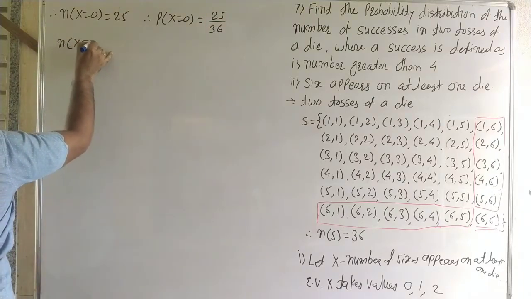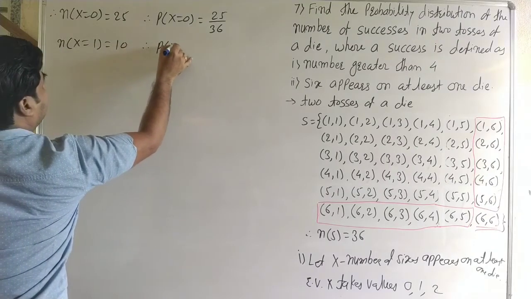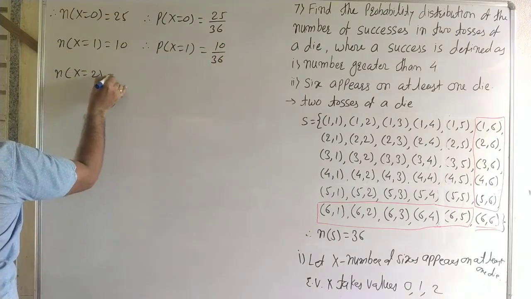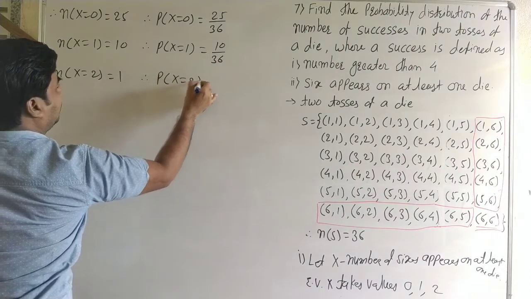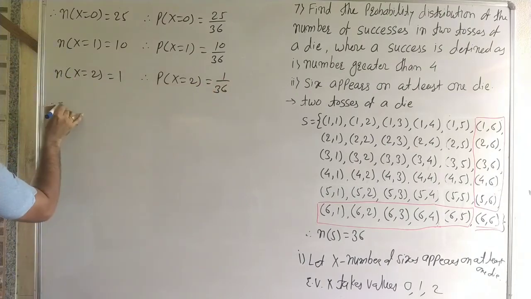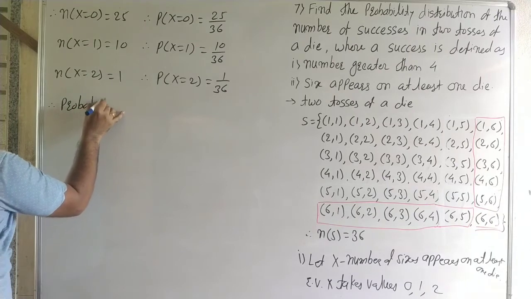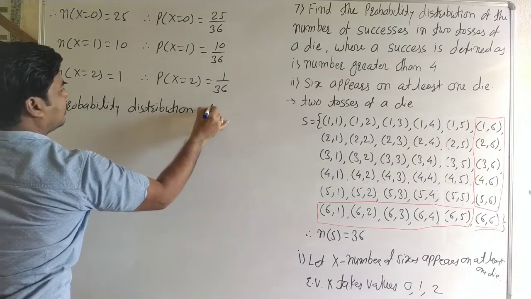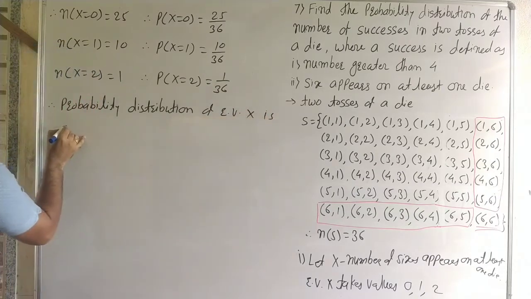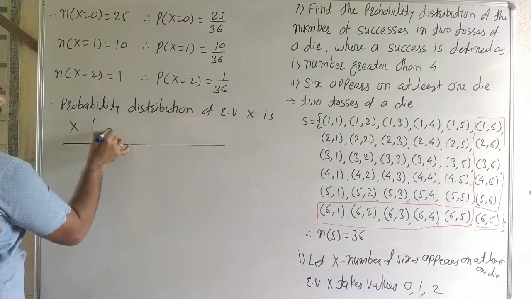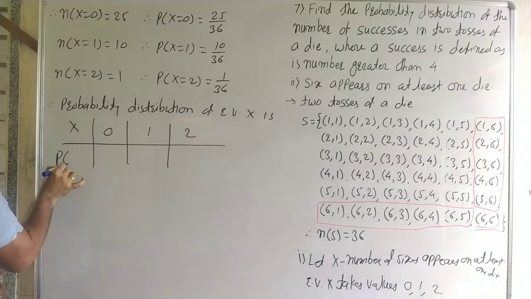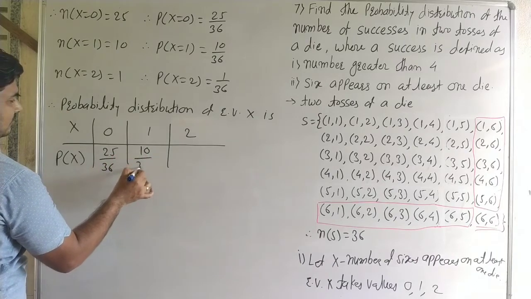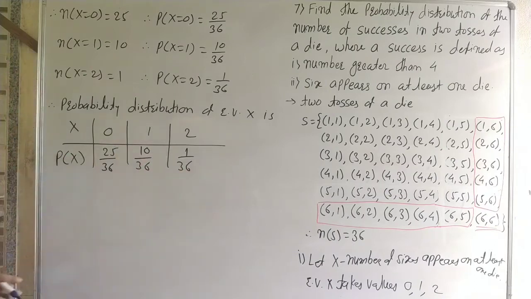The number of outcomes where X is equal to 1 is 10. Therefore, the probability of X equal to 1 is 10 by 36. The number of outcomes where X is equal to 2 is 1, so the probability of X equal to 2 is 1 by 36. And therefore the probability distribution of random variable X: X is 0, 1 and 2, and the probability of X is 25 by 36, 10 by 36 and 1 by 36. This is the probability distribution.